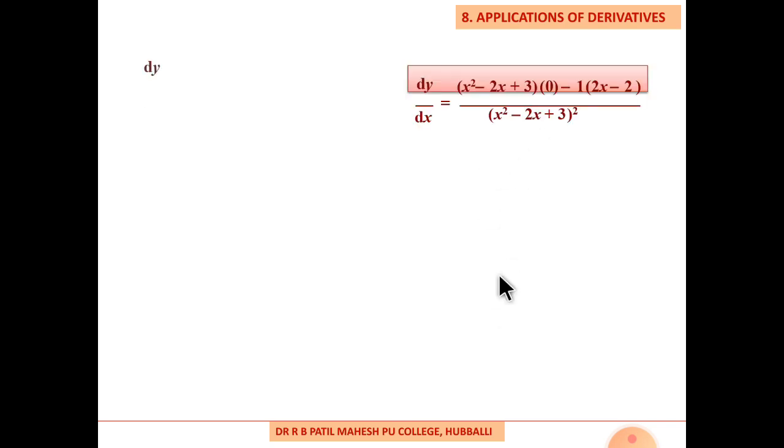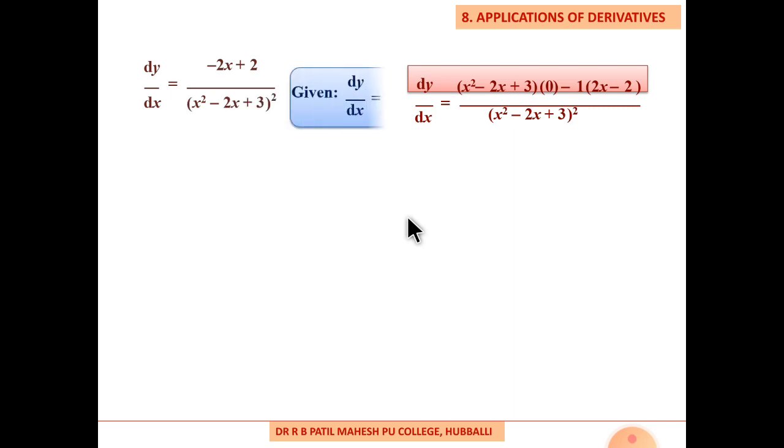Now simplify this term, we get dy by dx equal to minus 2x. So the first term is 0, because 0 into this quadratic term, you will get 0. Now minus 1 into 2x, minus 2x, minus 1 into minus 2 plus 2, this whole divided by x square minus 2x plus 3 whole square.